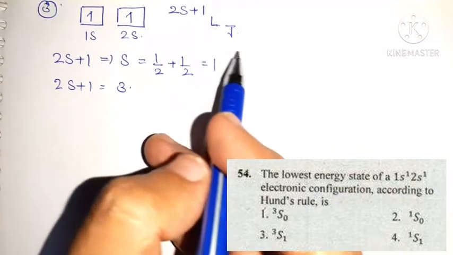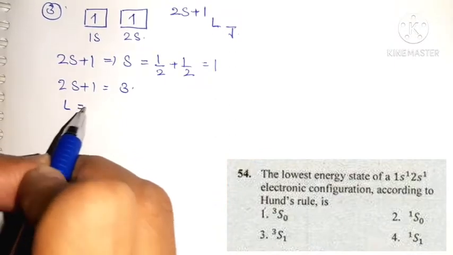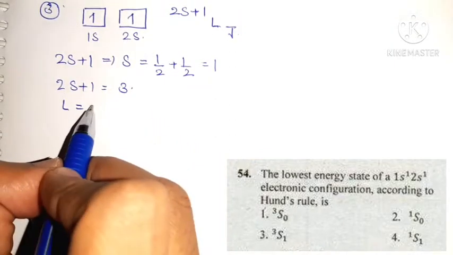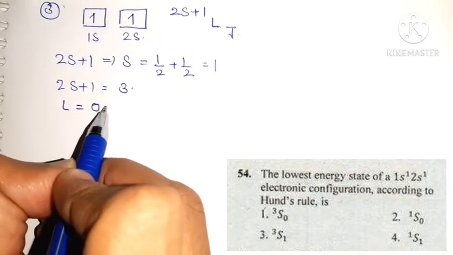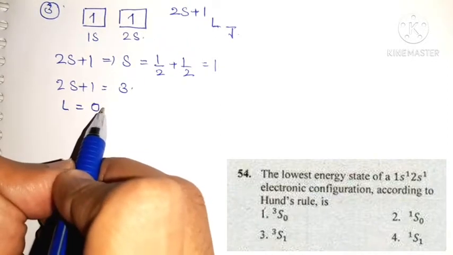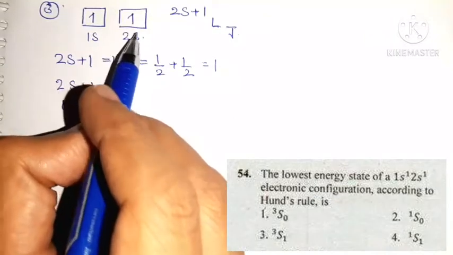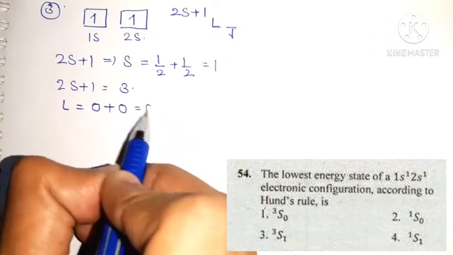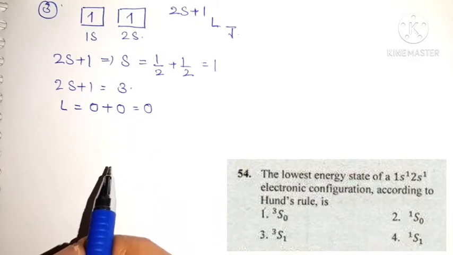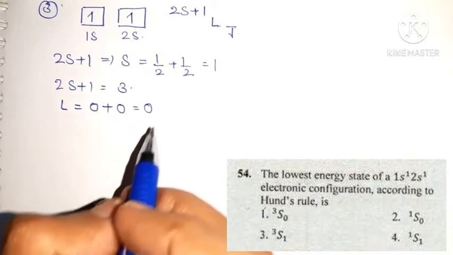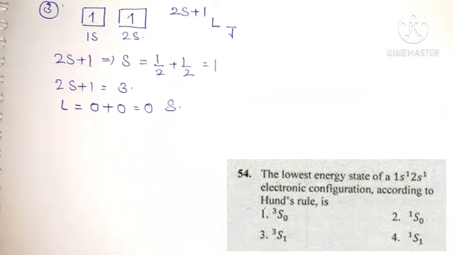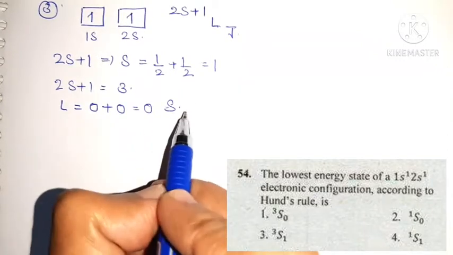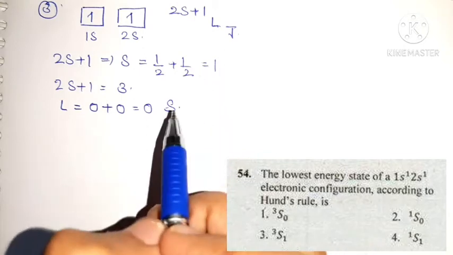Now what about the L value? For the L value, both electrons are present in s orbitals. Okay, so for an s orbital the small l value is 0, and the other is also an s orbital, so its l value is also 0. So the capital L should be 0, and for L equal to 0 the term should be S. So this should be 3S.